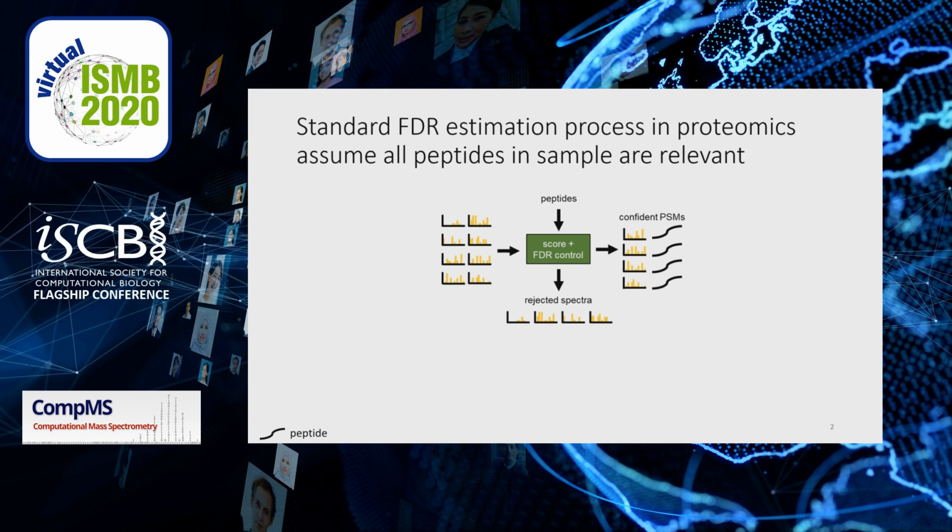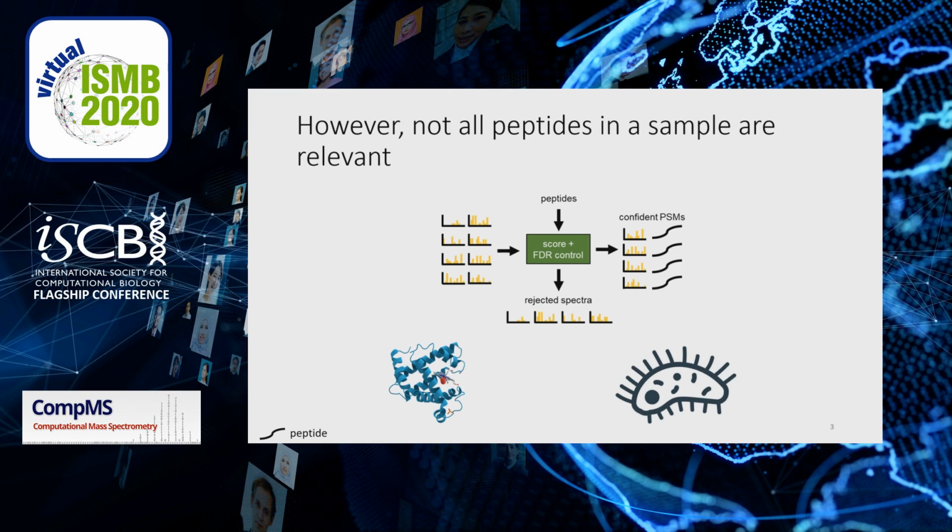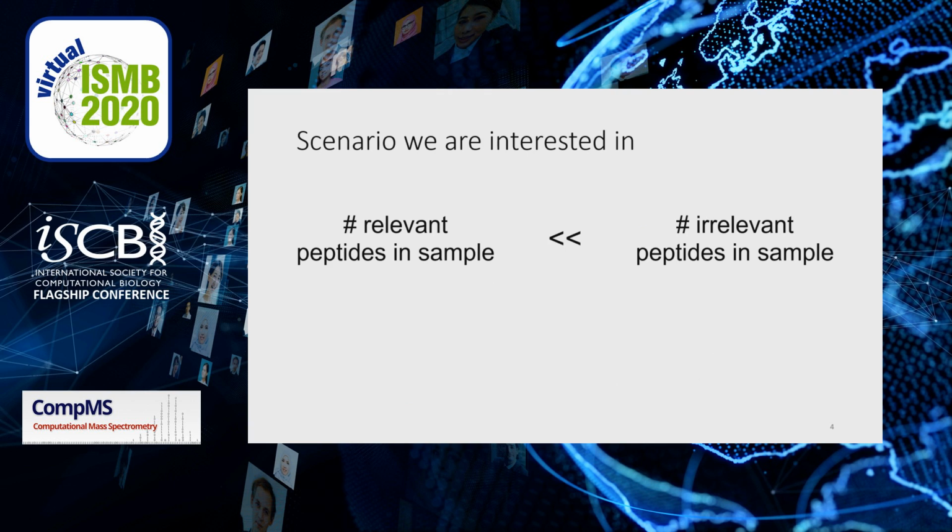An implicit assumption in this process is that all peptides in the sample are relevant to downstream analysis, and by relevant we mean interesting. However, there are scenarios where researchers may be interested in detecting a subset of the peptides in the sample. For example, they may be interested in detecting peptides from a single protein or detecting peptides from a single organism found in a microbial community. The specific scenario that we are interested in is where the number of relevant peptides in the sample is a very small proportion of the total number of peptides in the sample.